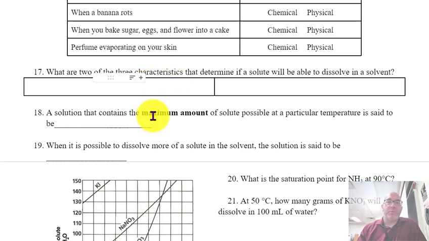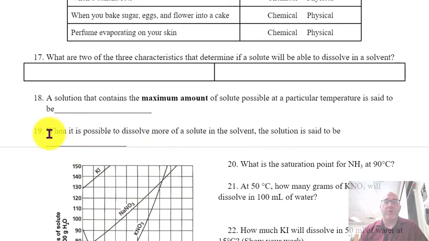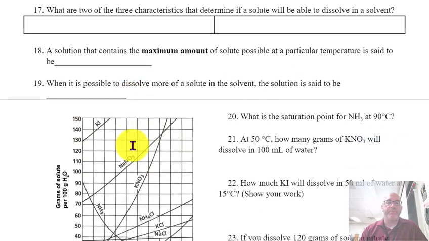Question 17, what are 2 of the 3 characteristics? I only need 2 out of the 3 that determine if a solute will be able to dissolve in a solvent. 18. A solution that contains the maximum amount of solute possible in a particular temperature is said to be blank. What is the vocabulary word? 19. When is it possible to dissolve more solute in the solvent? The solution is said to be vocabulary word.